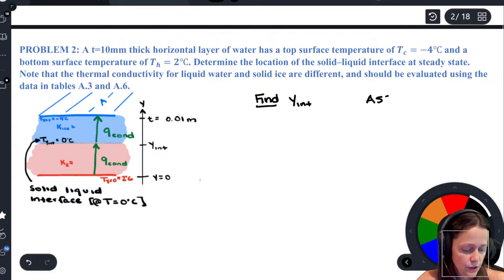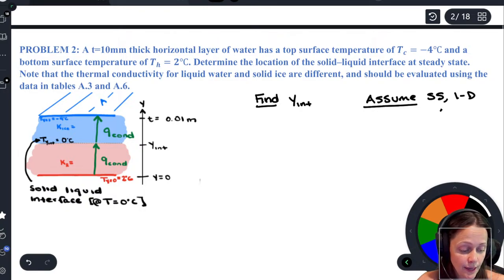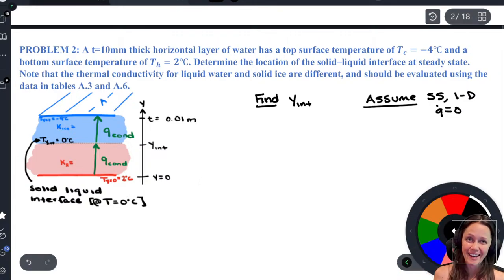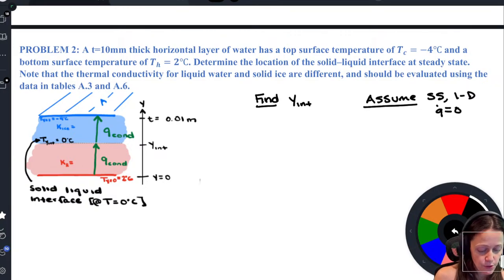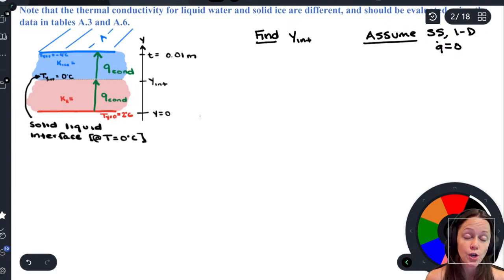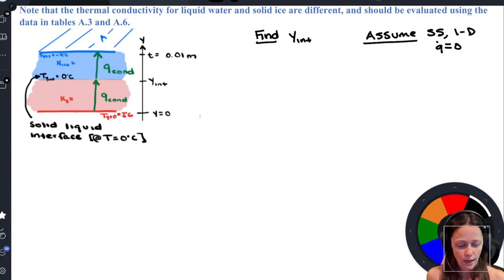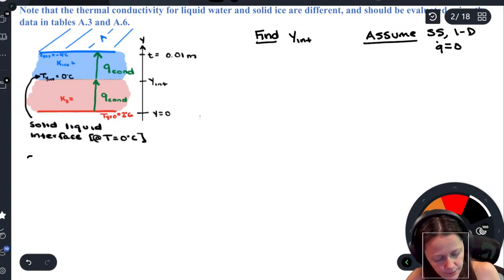All right, so as far as my assumptions, steady state, one dimensional, no heat generation. And so Ohm's analogy is going to help us again. We don't need the temperature distribution, we just need a particular location here. All right, so with that being said, let's go ahead and put our thermal circuit together.